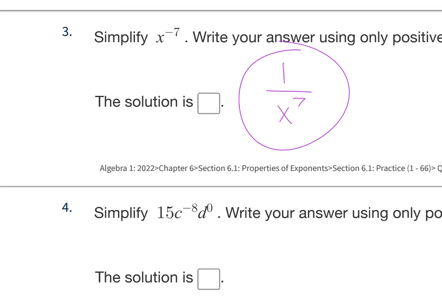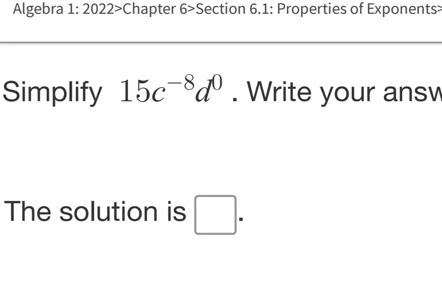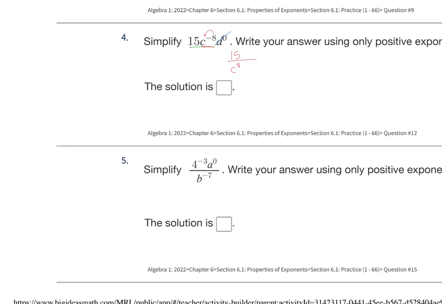It makes a little bit more sense when we see things like this, because we're thinking, okay, this negative 8 is really only affecting the C, so we're going to have the 15 on top, the C slides down to the bottom, and then this d to the 0 power is just 1. So we don't even need to write that part. So let's erase it then, shall we? And we just say 15 over c to the 8th power.